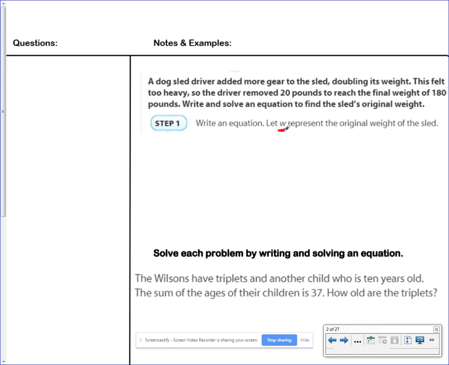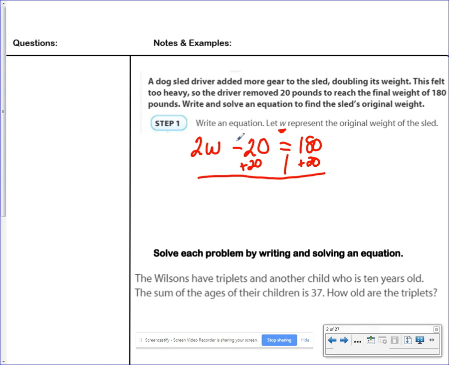So we're trying to find the original weight, and they're recommending let that be W. So I have this weight. Here's what the sled dog driver did. He added more, so he doubled the weight, times 2. It felt too heavy, so he removed 20 pounds from that doubled weight, and he got 180. So your first step is to translate it. Now go ahead and solve. You must show your work on both sides.